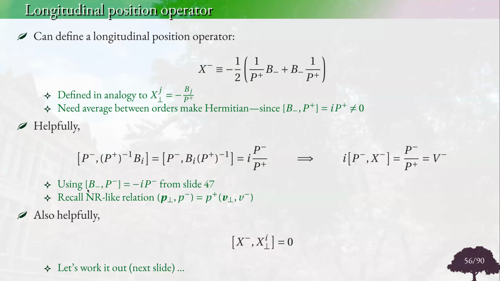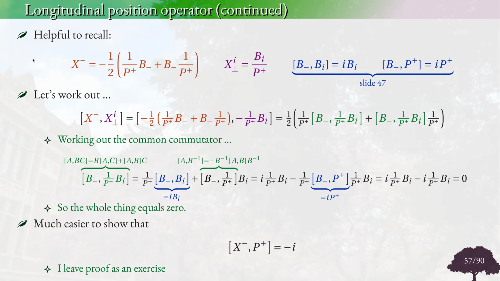For instance, you have your Heisenberg equation. The commutator with the Hamiltonian should give you the velocity, and it does. Also, helpfully, x minus defined this way commutes with the other position variables, which I work out in detail on the next slide. For this, it's helpful to recall we've defined x minus using this two-sided average of 1 over p plus times the boost minus, with an overall minus. There's already a typo on this slide. X perp here should have a minus sign here at the top.